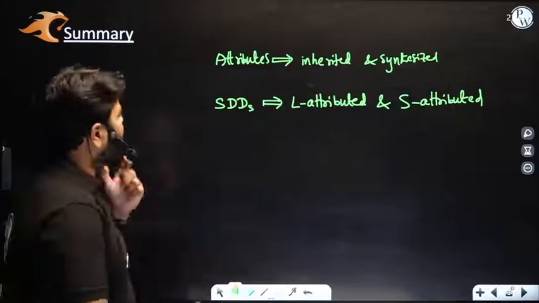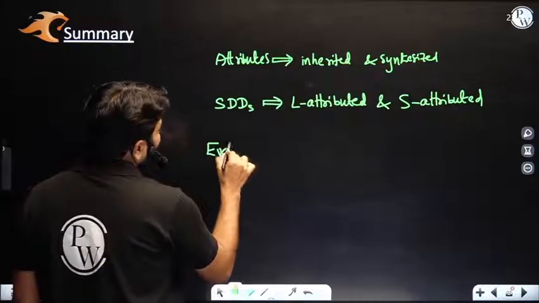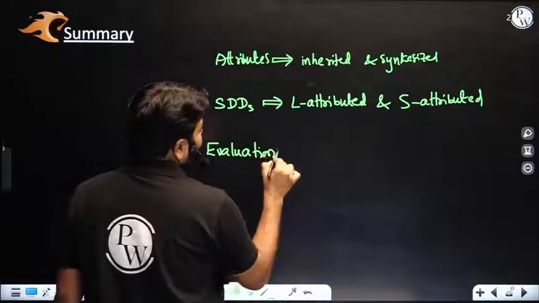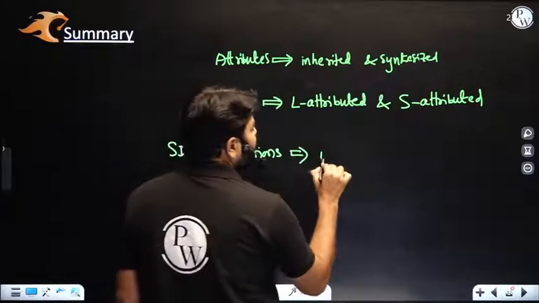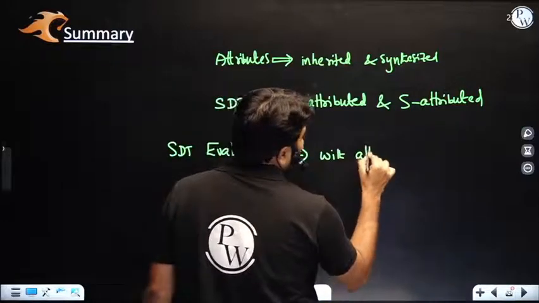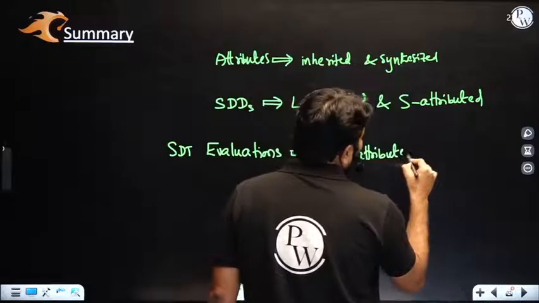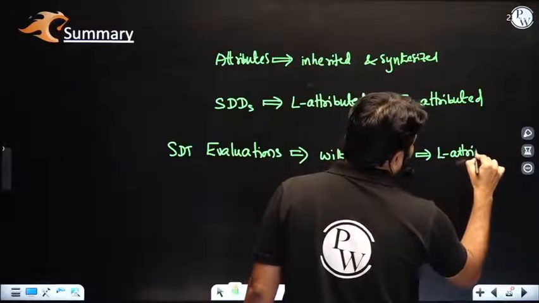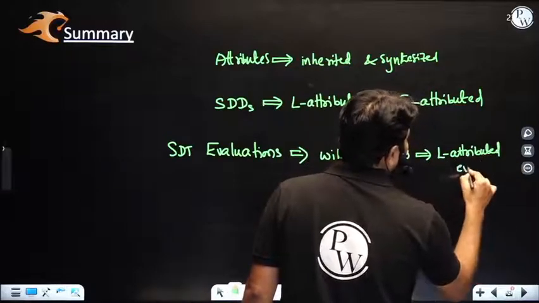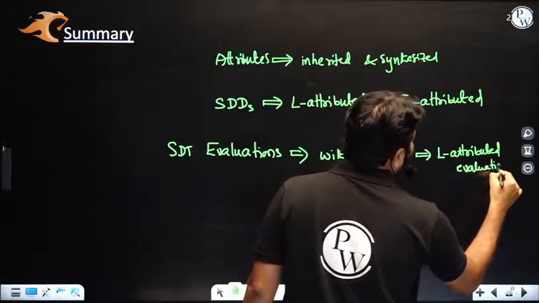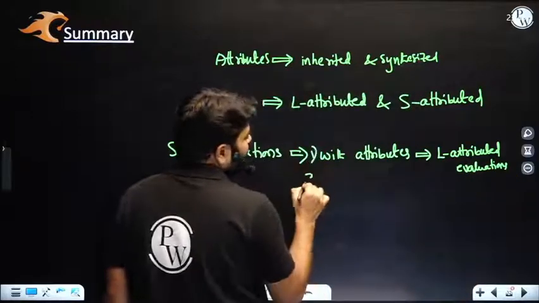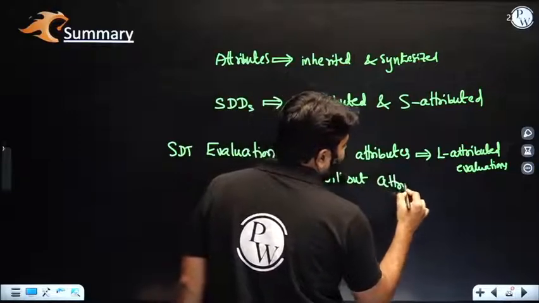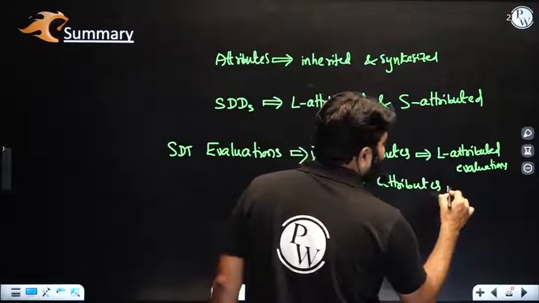And after this, we have seen evaluations: how you do SDT evaluation or translations, with attributes and without attributes. With attributes, we always follow only one concept, that's better to follow: only L-attributed evaluation. Blindly you follow it. But when the question is given without attributes, when the SDT is without attributes, then follow what is given to you. Don't assume anything yourself if you don't have clarity.